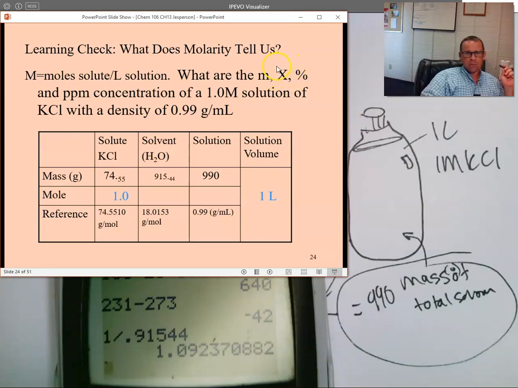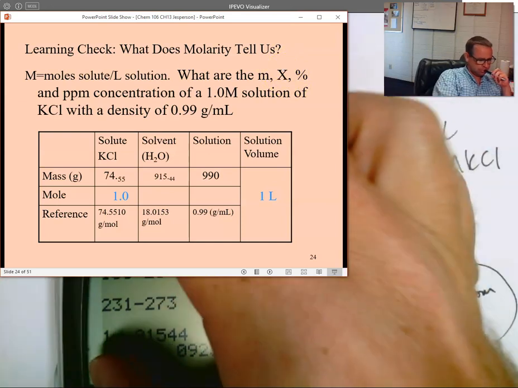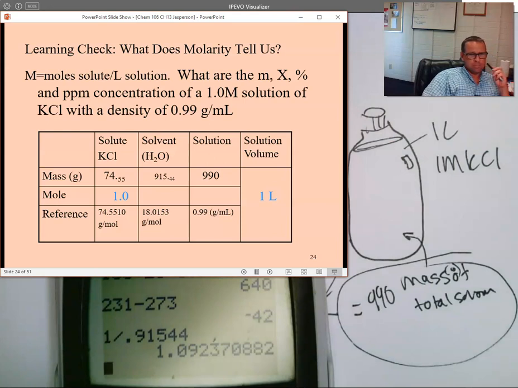Excellent. Now, mole fraction. To get mole fraction, what do I need to get? Let's see, whose turn is it? Sarah. What do I need to do to get mole fraction, Sarah? So you need to take how many moles you have of solute, I believe, divided by the total moles in the solution.